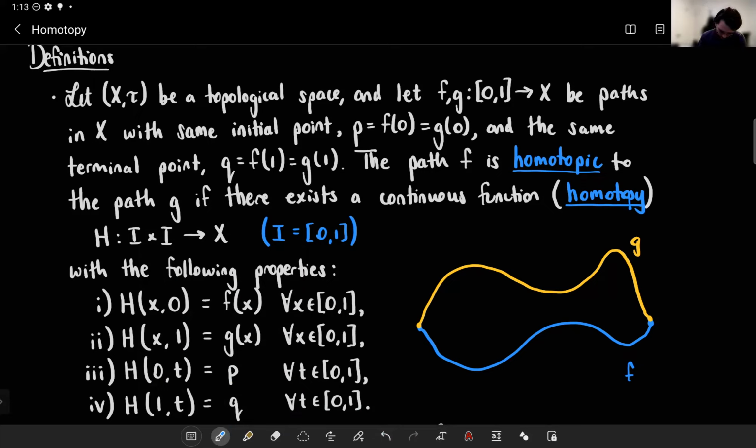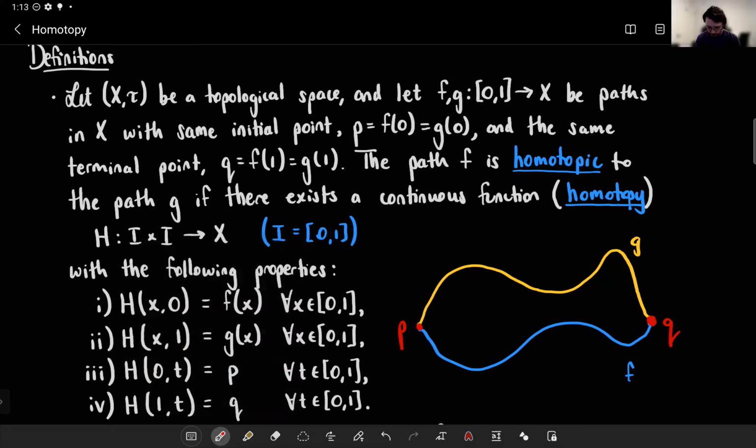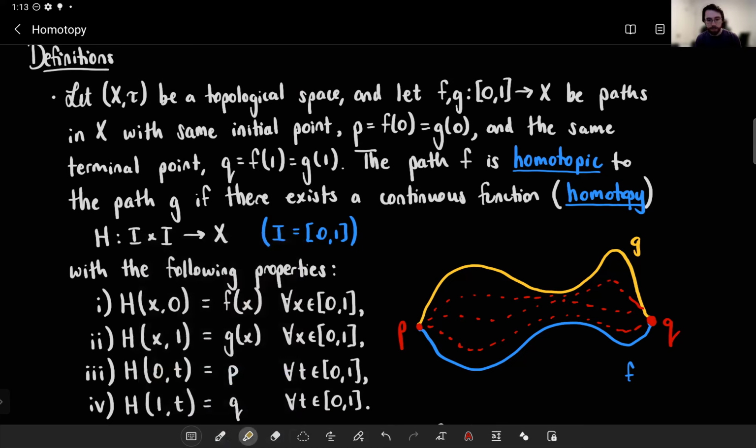So here's the point. Maybe I'll draw it in red. P is their initial point. Q is their terminal point. Remember, they share those, but they're allowed to do anything else in between, as long as paths are required to be continuous, so they're not going to be broken lines or anything. And then the idea is, okay, same picture I drew before, right? After a little bit of time, I've deformed f that much, and then I deform it some more, and then some more, until I eventually get to g. All right, so that's our intuition, and these 4 conditions specify exactly that procedure.